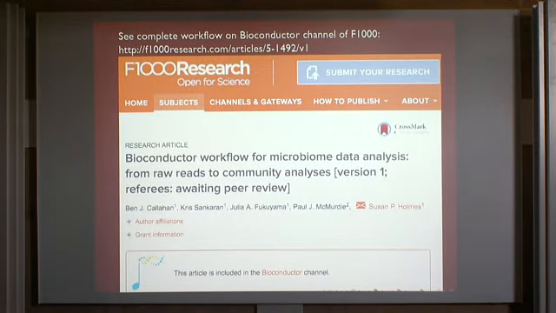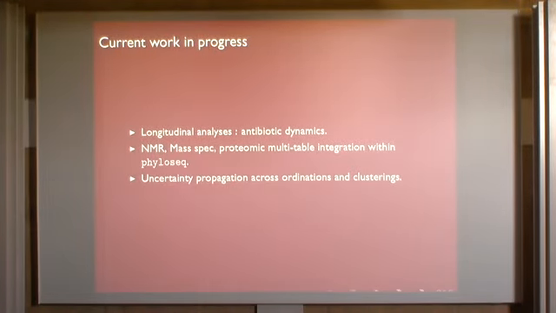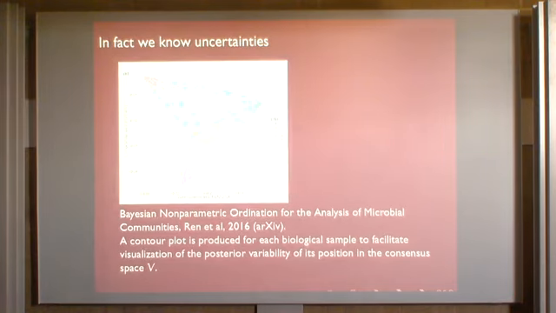If you want to look at some of the code in particular, the Friedman-Rafsky was published in F1000 Research, which always has code that goes with it. And the work in progress: we've done some uncertainty propagation across ordinations and clustering, some of which I've done with Sergio and Boyu, who are here, but we're also integrating mass spec and NMR data and doing the diagnosis.